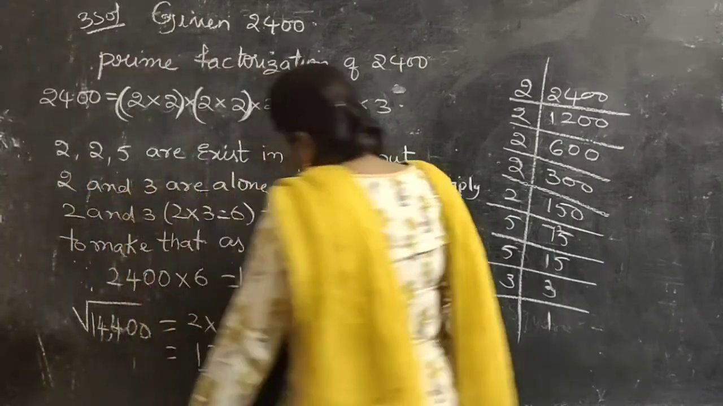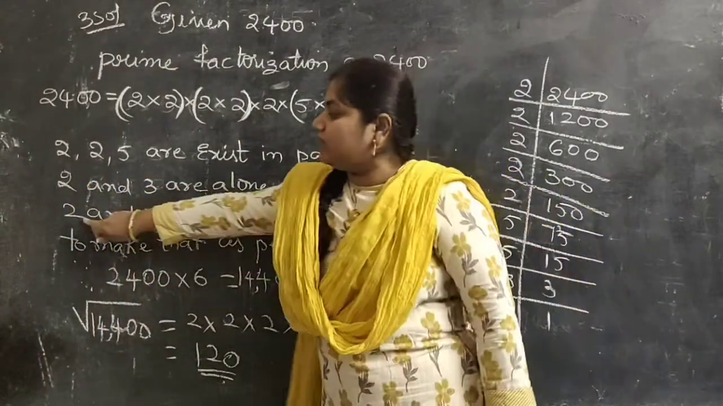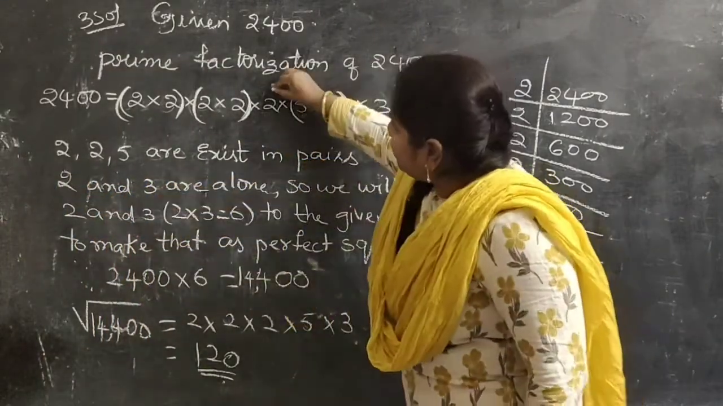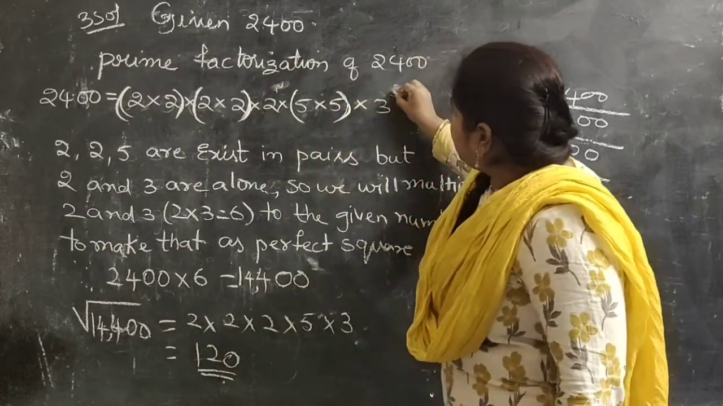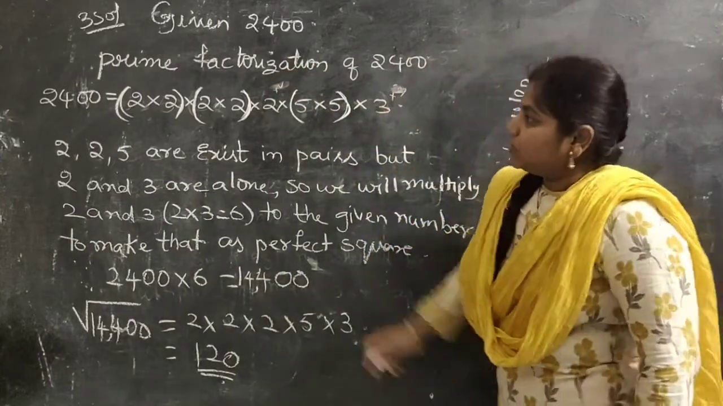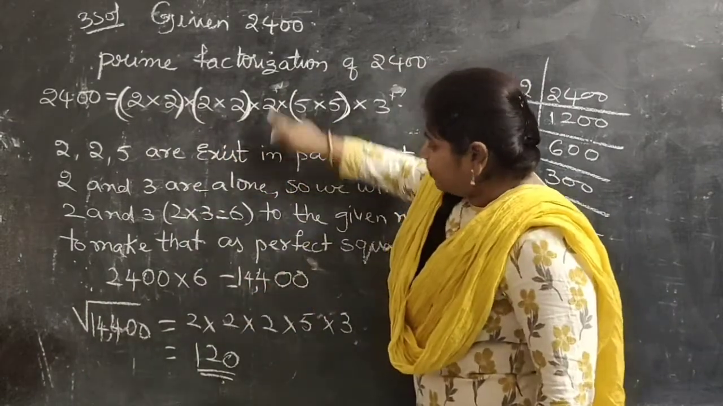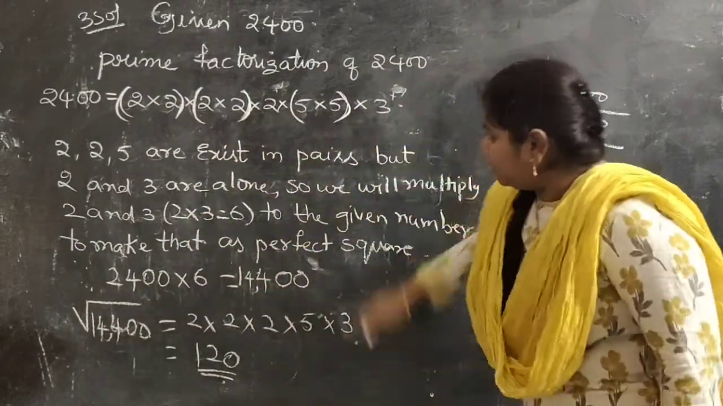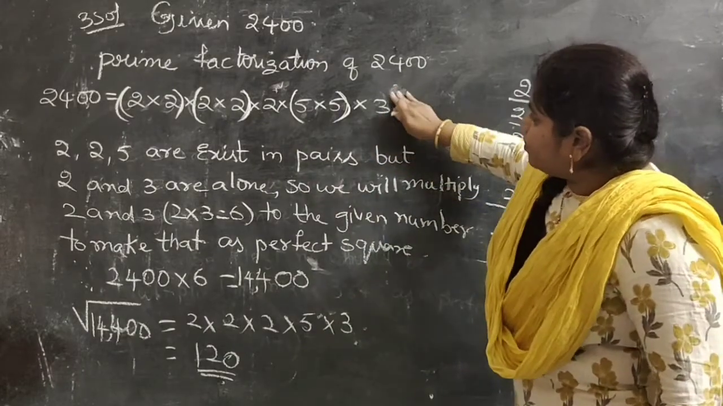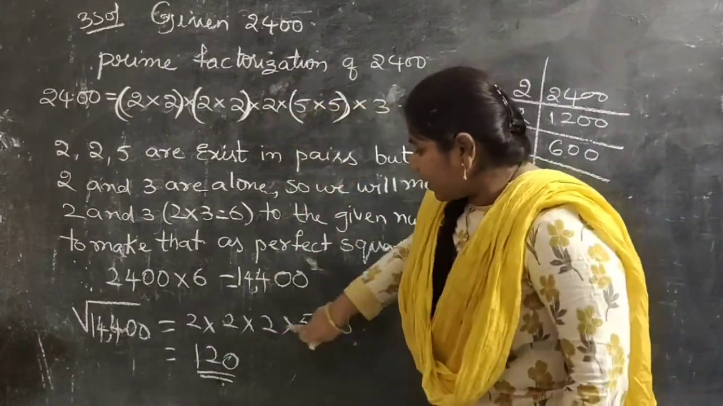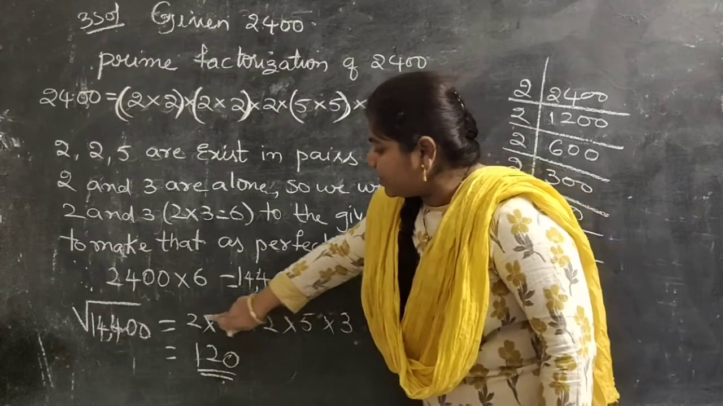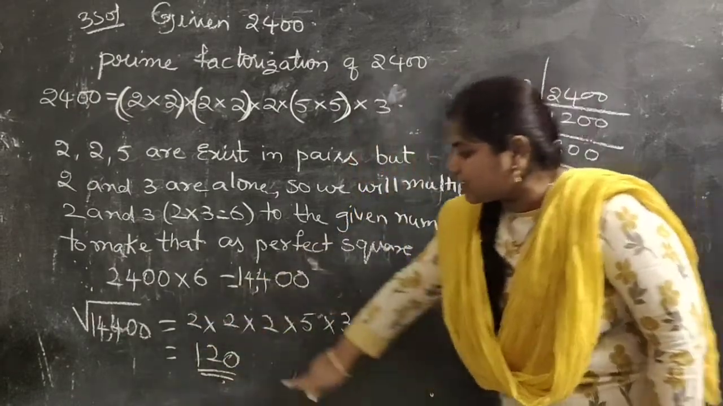So which number have we multiplied here? 6. That is 2 and 3 we have multiplied. So here we have already multiplied 2, and here also we have multiplied 3. So first pair, second pair, third pair, fourth pair and fifth pair. Now you multiply the given numbers. 5 2s are 10, 10 2s are 20, 20 2s are 40, 40 3s are 120.